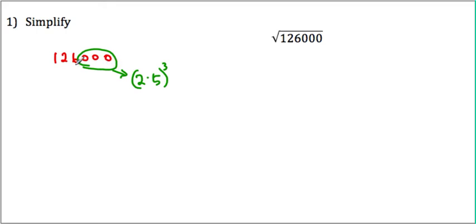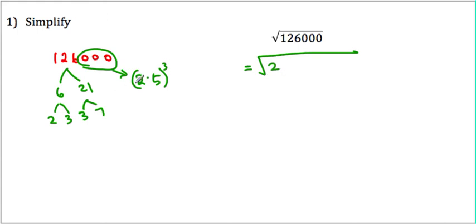How about 126? Aha, that can be broken down into 6 and 21. Now, this can be 3 and 7. Here we have 2 and 3. So in other words, this can be rewritten as 2 to the 3rd power and 1 more, so 2 to the 4th power. And then how about 3? 3 squared, you see. And 5 to the 3rd power and 7.